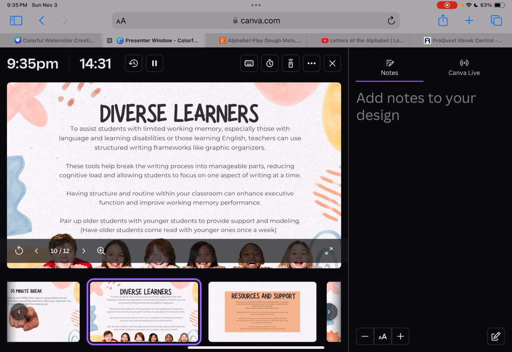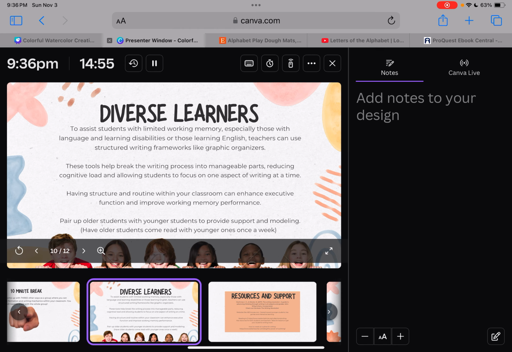Having structure and routine within your classroom can enhance executive function and improve working memory performance. So if you're organized and you teach your students to be organized, that's how your room will be run. When you set the expectations and your students know those expectations, you're going to have a well run classroom where the students know what to expect and nothing's going to catch them by surprise.